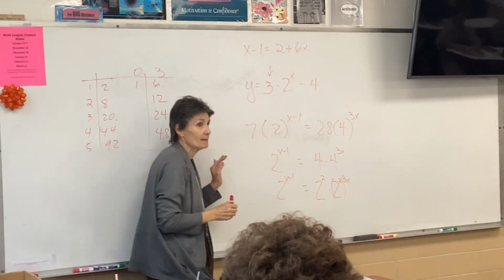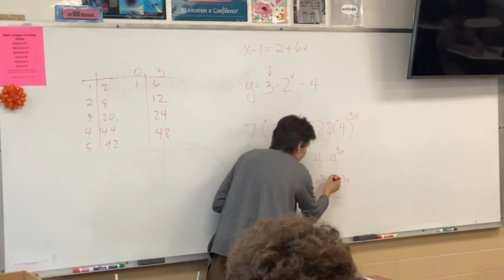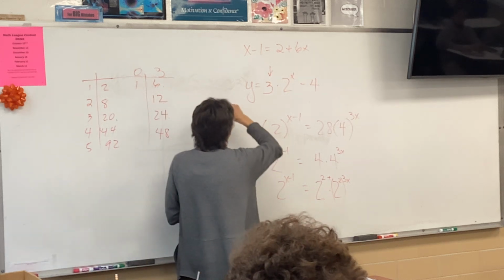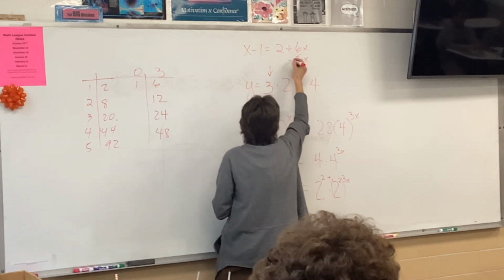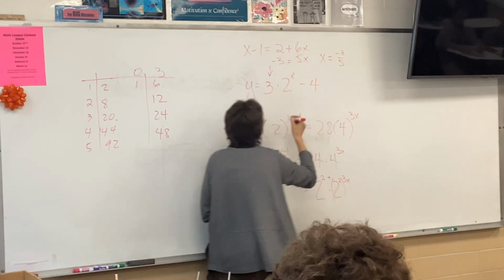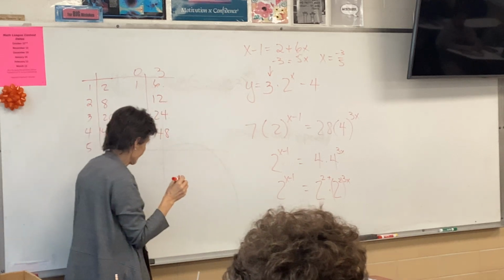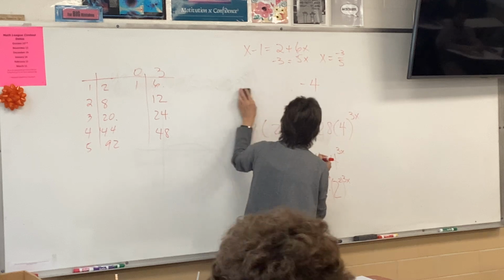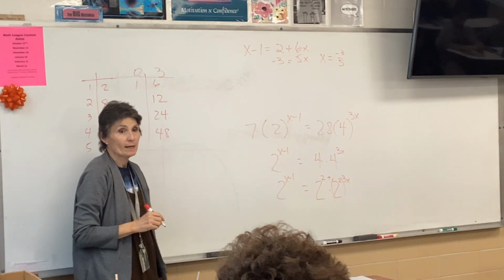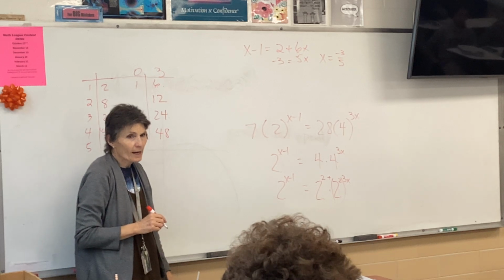Is that okay with everybody? Yeah. These are being multiplied, so the exponents are going to get added. So it looks like 5x equals negative 3. Did you get negative 3/5? Does that look okay? Bennett, you're kind of looking at it. You got it?